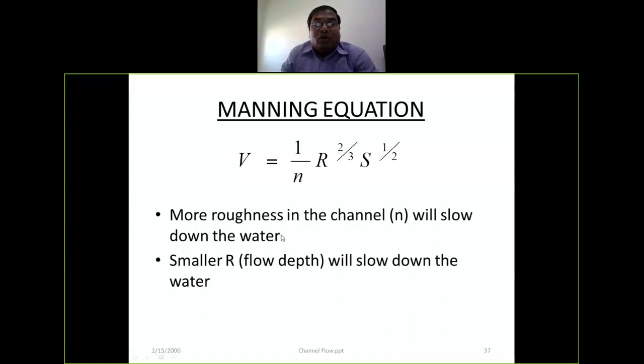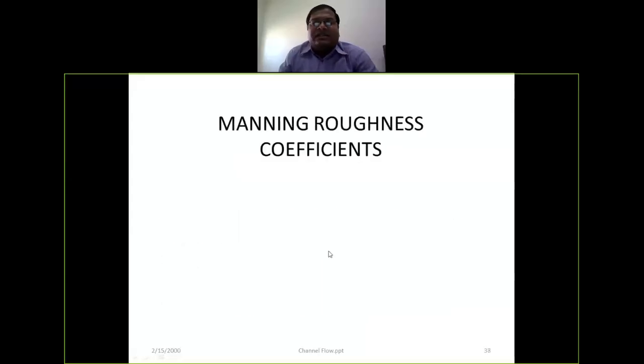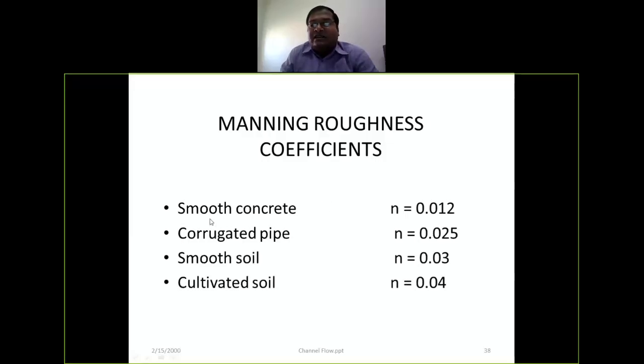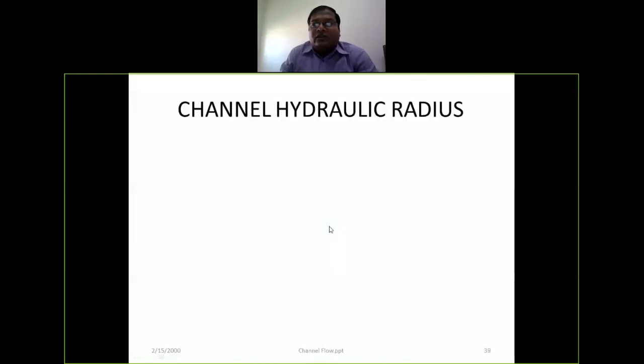Okay, smaller slope will slow down the water. So these are some parameters that you have to understand. And here I have listed some Manning roughness coefficients. For smooth concrete we generally take n equal to 0.012, for corrugated pipe n equal to 0.025, for smooth soil n equal to 0.03, and for cultivated soil n equal to 0.04. Okay, so this is just for your reference.